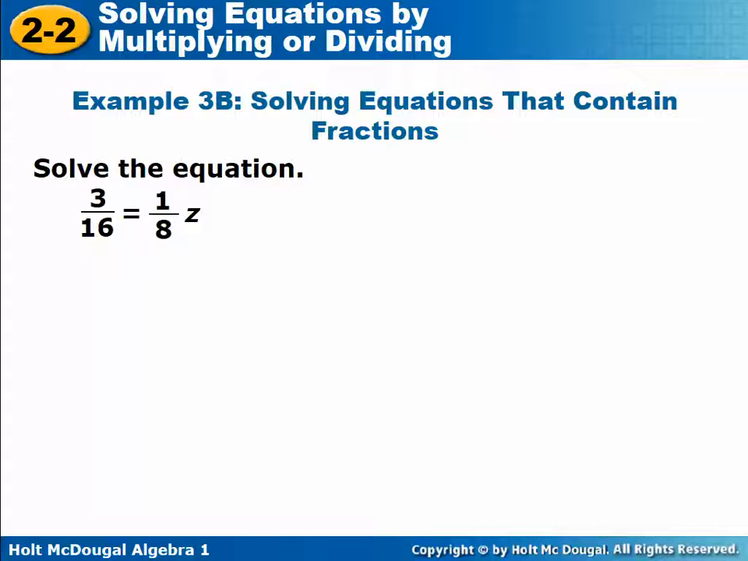Here's another one with fractions. Let's look at this one. We have 3/16 equals 1/8 z. There's a fraction on both sides of this one. So which one do you have to multiply by the reciprocal?